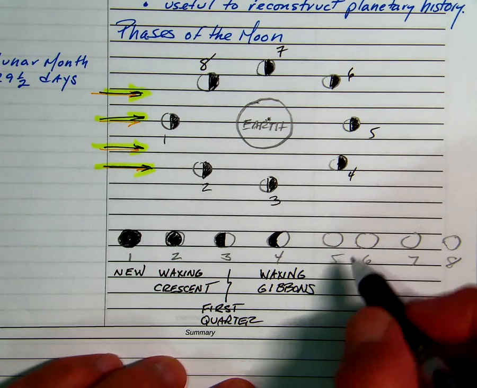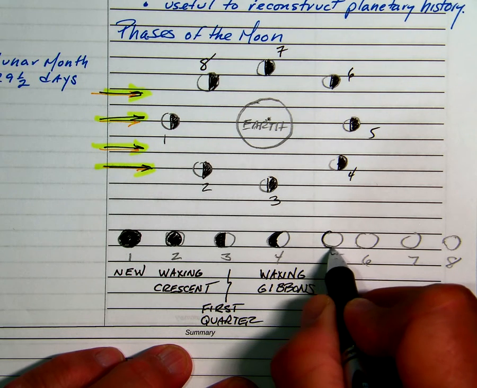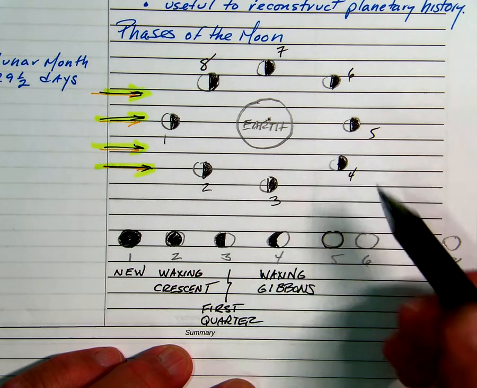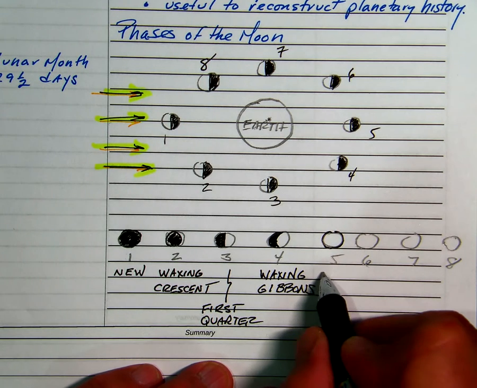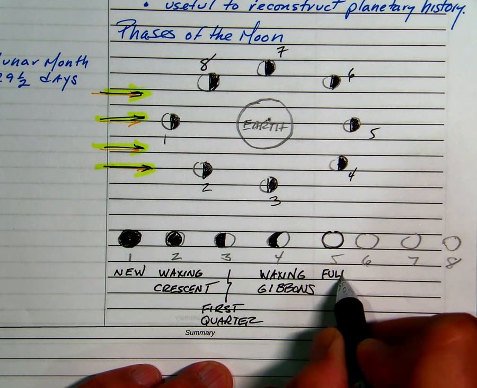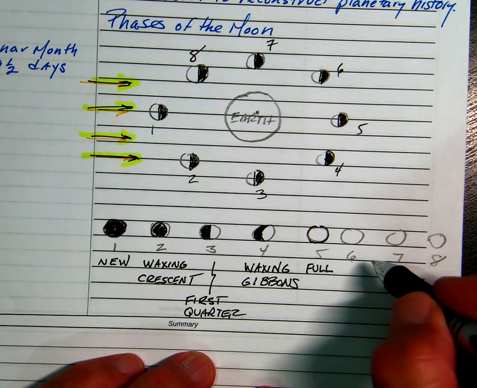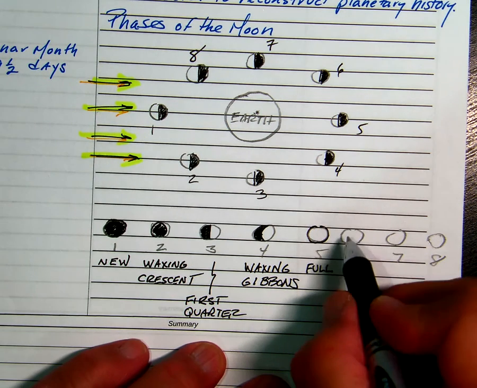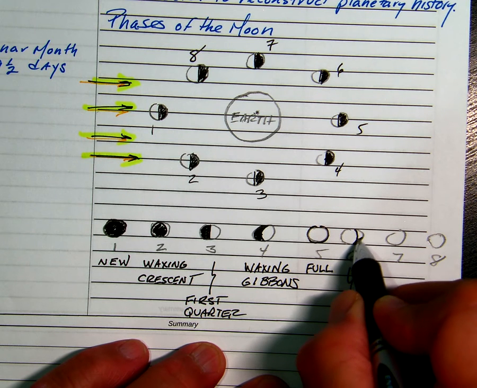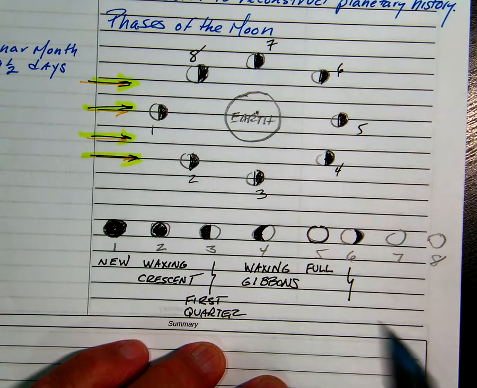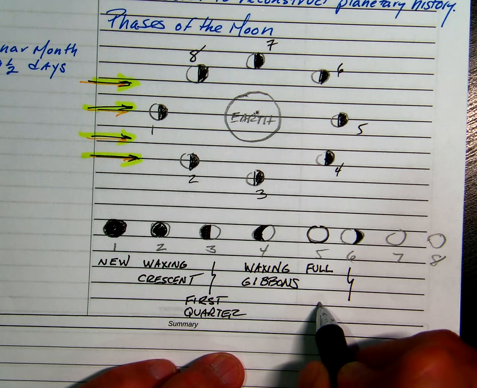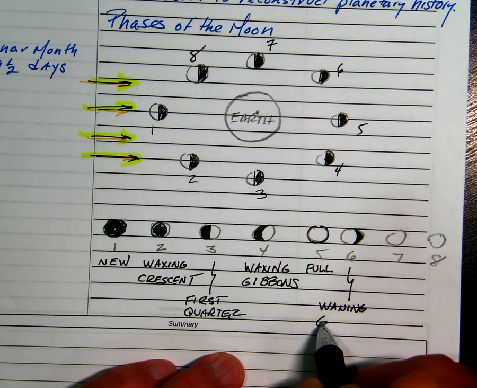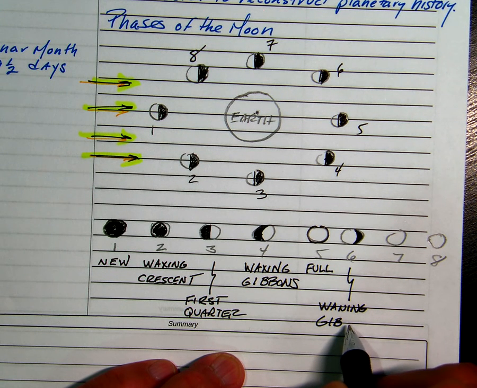Number 5 will be a perfectly full moon. It makes sense: the sun rays are coming in, and you will only see the full moon. So this one will be full. Number 6 would be a waning gibbous. This one would start showing up on the right hand side here, if you will. This would be a waning gibbous.